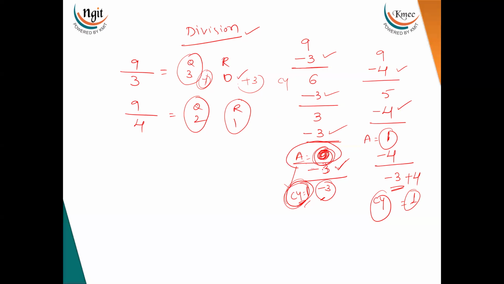Wherever the divisor value is lesser than the accumulator value, then you can continue. Otherwise you have to stop. This is one method. We are following the second method. How to do that, we will see now.